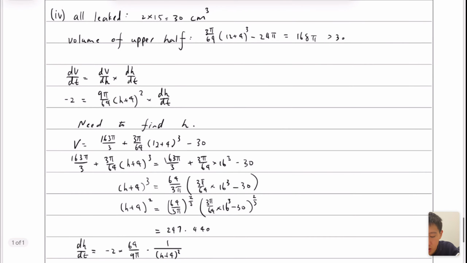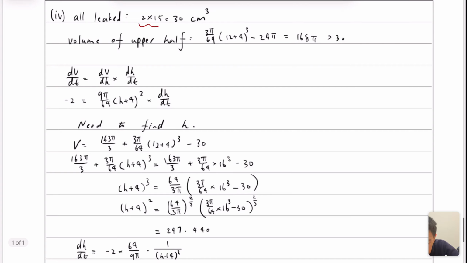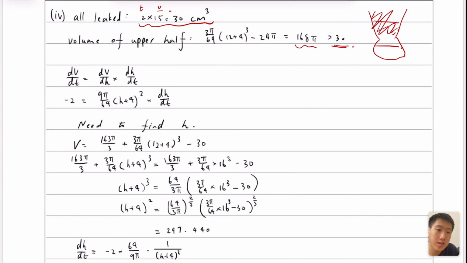So all leaked is this. So this is time. This is the rate of leaking, so you get the total leaked volume, and you just want to check if after leaking it's here or it's here, and you test this upper half volume. It's this, which is obviously greater than 30, so it's still up here, which means it's quite complicated.